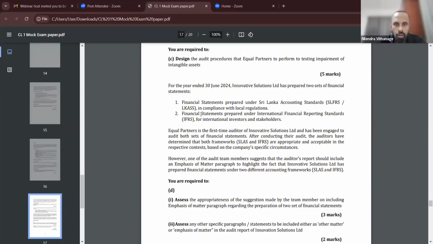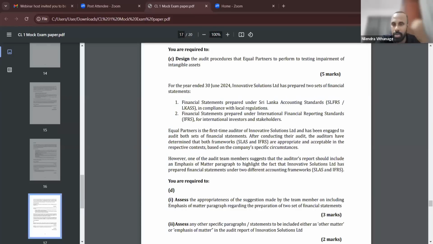For the year ended 30th June 2024, Innovative Solutions Limited has prepared two sets of financial statements. Do you remember? What is that? Special purpose financial reporting framework. What is the auditing standard? Does anyone remember the special purpose financial reporting framework auditing standard? Sri Lanka Auditing Standard number 800. Look at 800 and keep it noted. They have prepared two sets of financial statements.